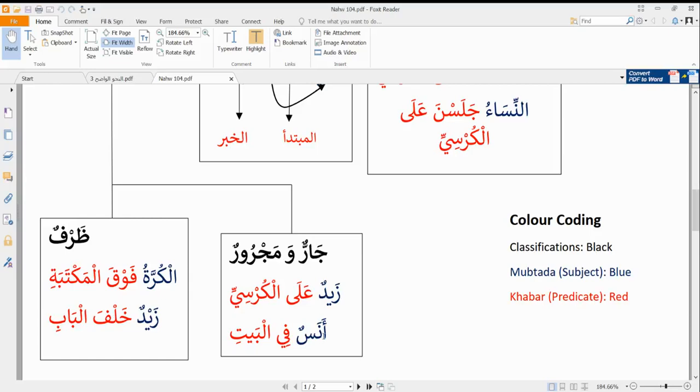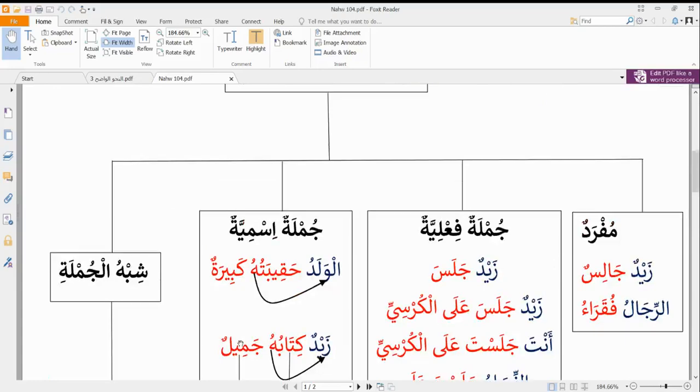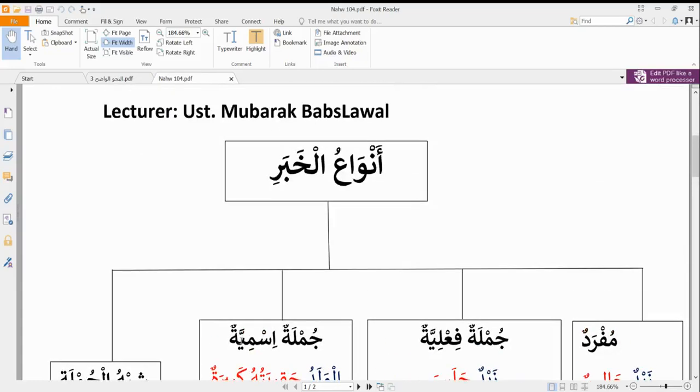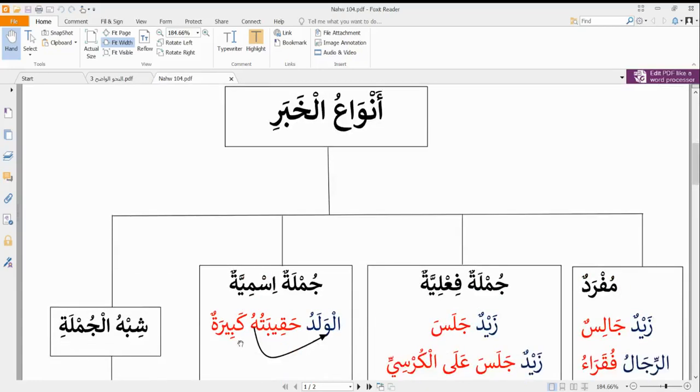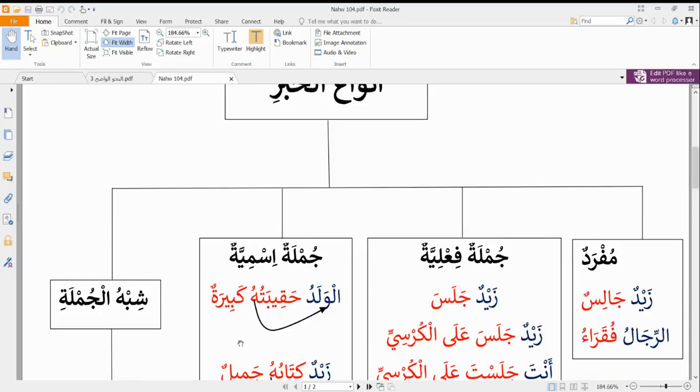We should also remember that when we have shibhu jumla with zarf, the zarf is the khabar, but the word, the mudaf related to the zarf, is not part of the khabar. When we have jarr and majrur, this shibhu jumla, 'ala al-kursi or fil bayti in this case, is the entire khabar. So those are the anwa'ul khabar that we may have: maybe a single word, a khabarun mufrad, maybe a jumlatun fi'liyya, maybe a jumlatun ismiyya, or shibhul jumla.